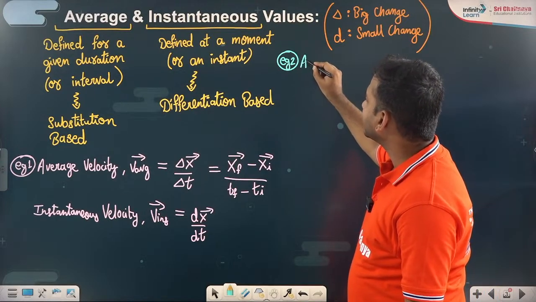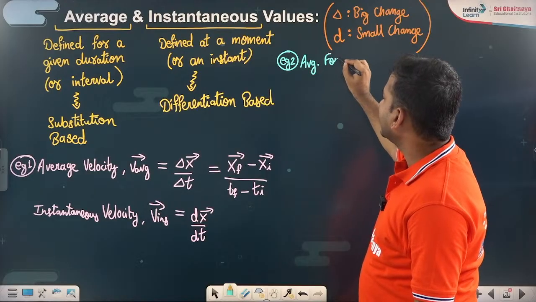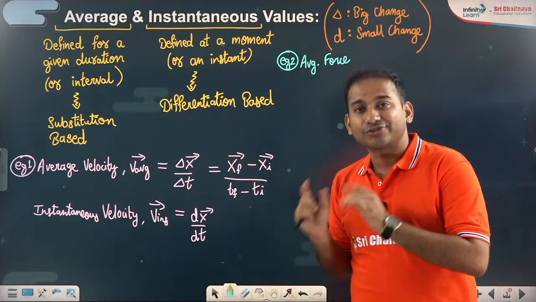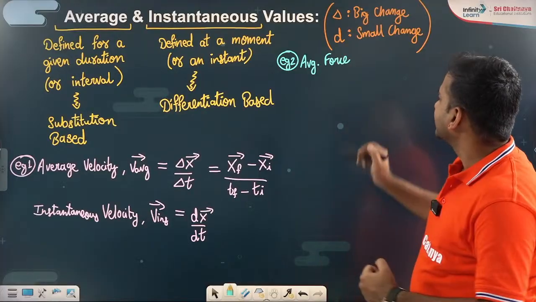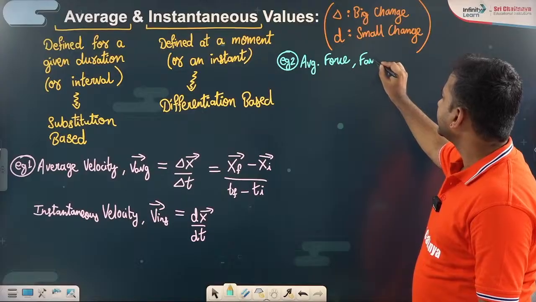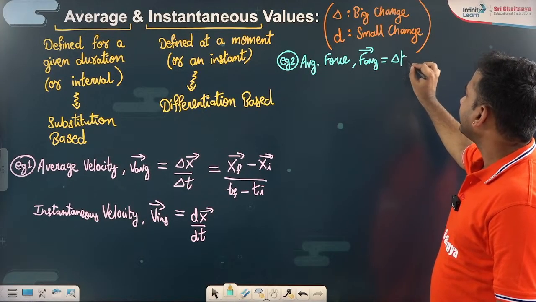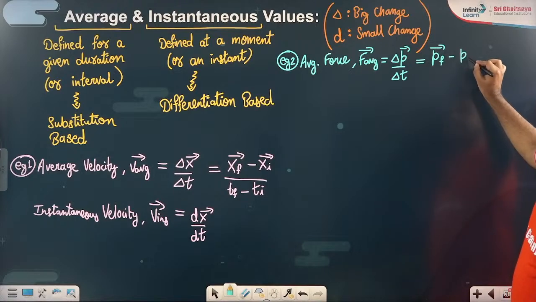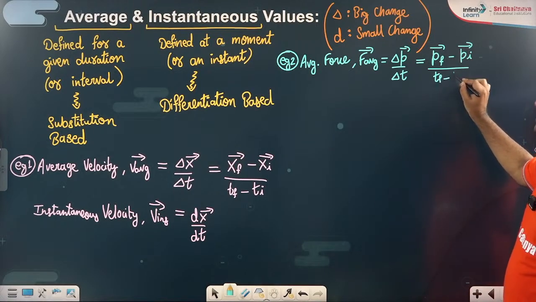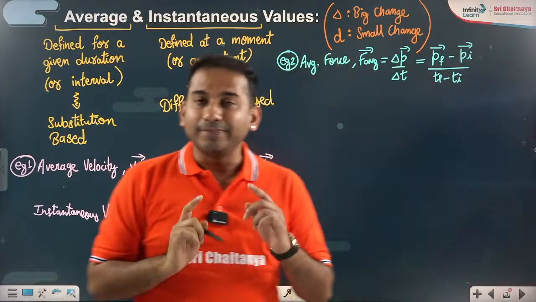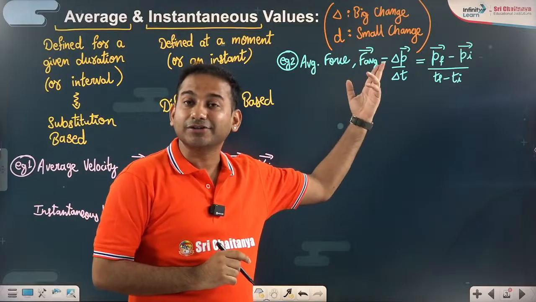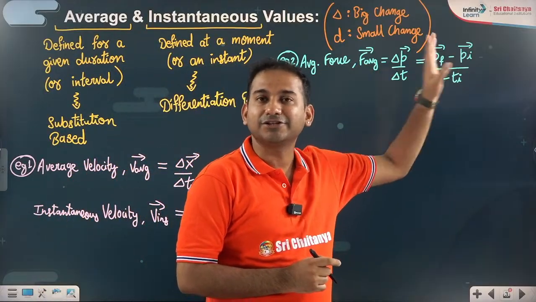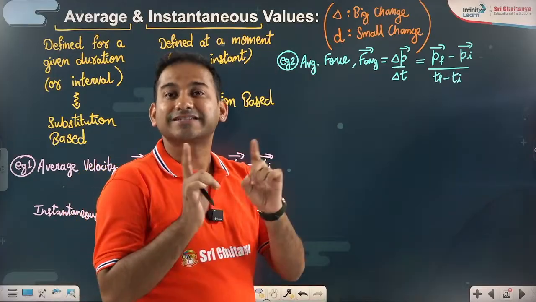There you can define by Newton's second law, if I have to write average force, then we know that according to Newton's second law, time rate of change of linear momentum will give you the external force. So average force, F average, is given by delta P vector by delta T, which means you can write it as P final vector minus P initial vector by T final minus T initial. Again, substitution based means you have to substitute the initial time and the final time in the momentum expression. You will do final minus initial by final minus initial time instants. So basically you are substituting the values.